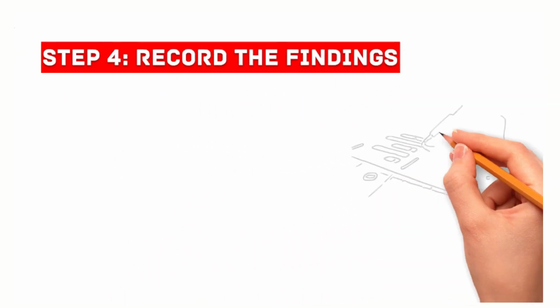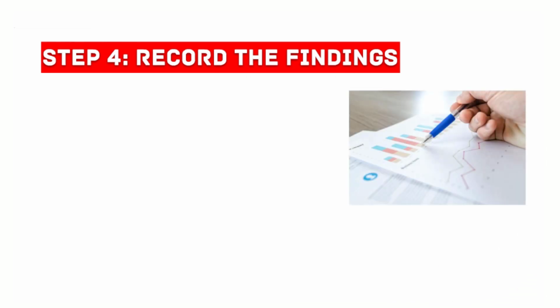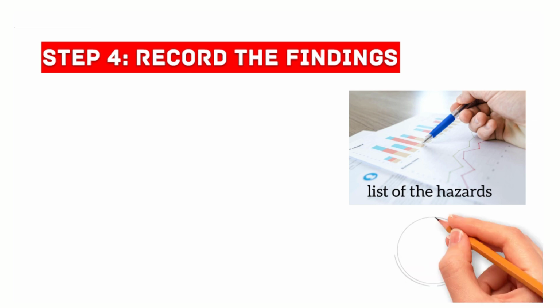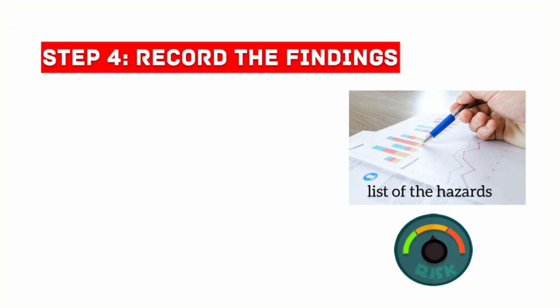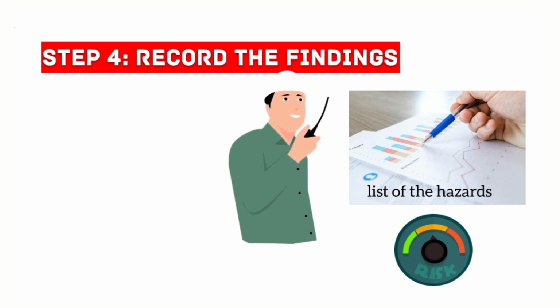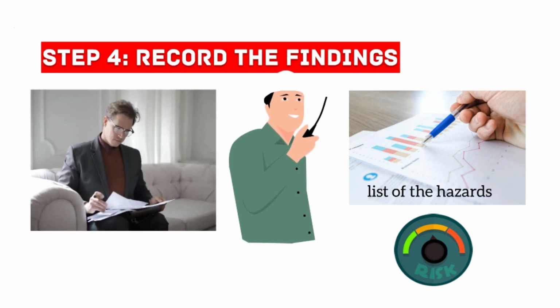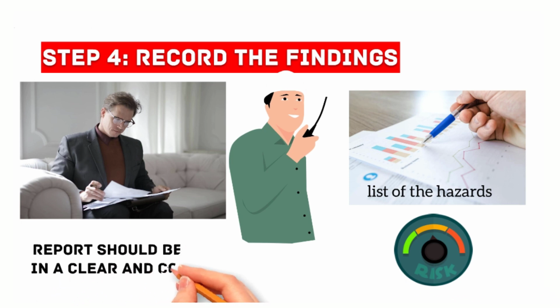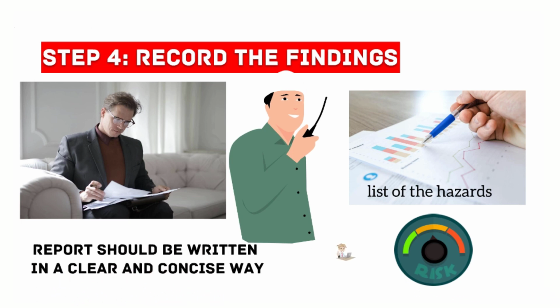Step number 4. Record the findings. The fourth step is to record the findings of the risk assessment. This should include a list of hazards, the risk associated with those hazards, the control measures that will be used, and the person responsible for implementing those measures. The risk assessment report should be written in a clear and concise way, and it should be easy to understand for both employees and management.